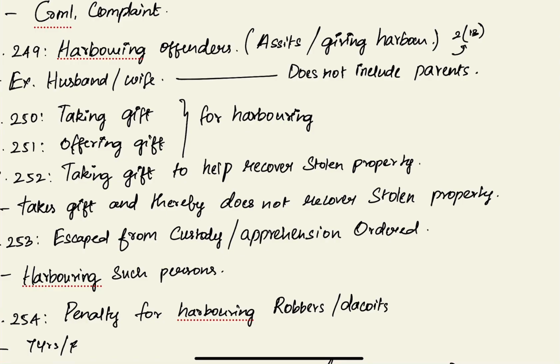Section 249 deals with harboring offenders. Harboring has been defined under Section 2, Clause 13. When a person harbors the person who has committed a crime, for example, he shall also be liable and he shall also be punished. But there is an exception for this. Wife or husband, the spouses, cannot be held liable under this section, but this does not include parents. So there is a sort of immunity that has been provided for husbands and wives.